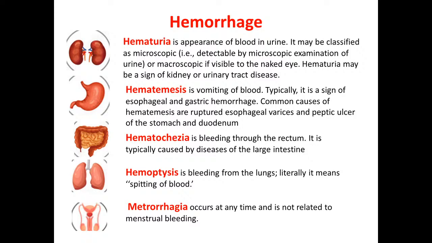Hematochezia is bleeding through the rectum. It is typically caused by diseases of the large intestine. Hemoptysis is bleeding from the lung. Literally, it means spitting of blood. Metrorrhagia occurs at any time and is not related to menstrual bleeding.